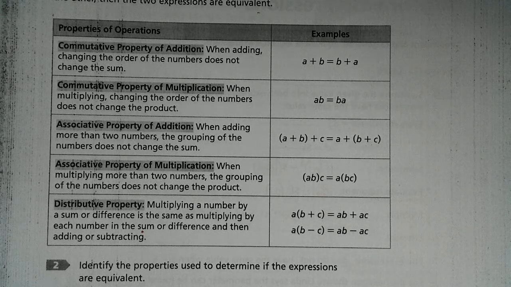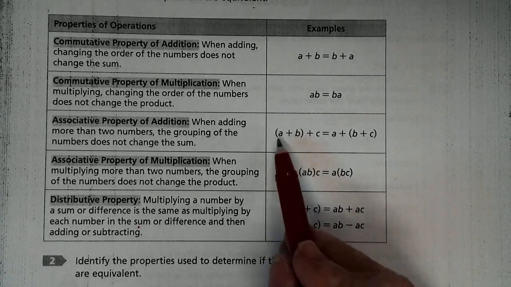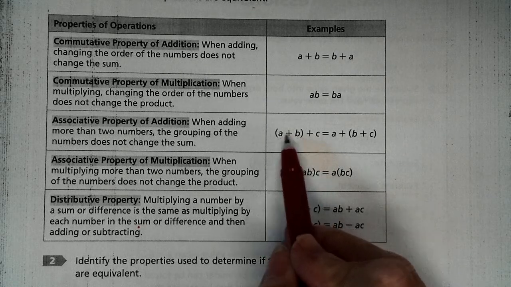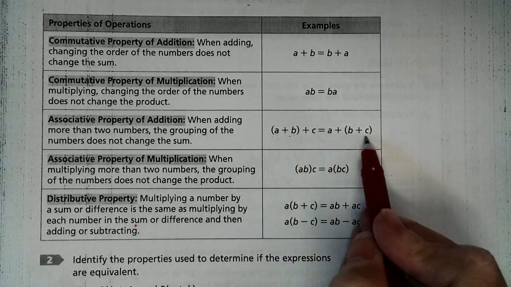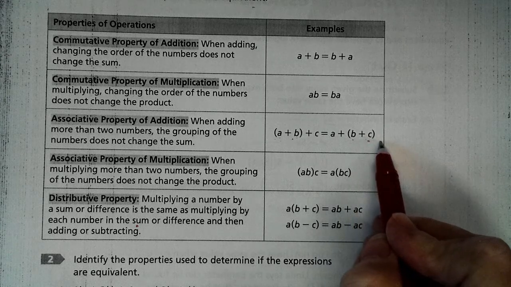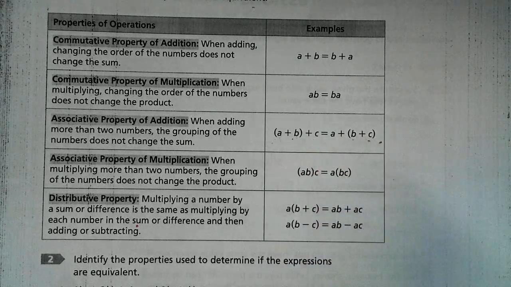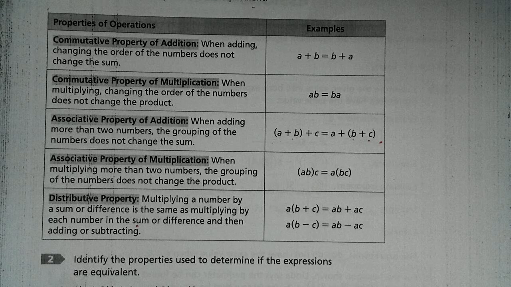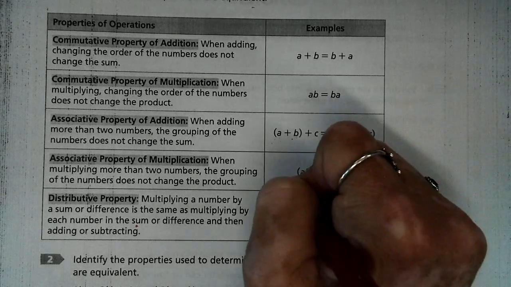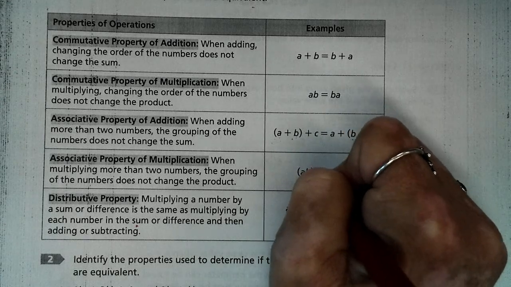Miss Lavelle, what does it mean by the grouping of the numbers? So see how I'm grouping A plus B here? And then over here I'm grouping B plus C. So I changed the grouping. I didn't rearrange the A plus B plus C. I changed the grouping. Well, for multiplication, I don't understand that. Because if you were doing 5 times 7 times 8, it would be a different product if you were to multiply 7 by 8 first, wouldn't it?